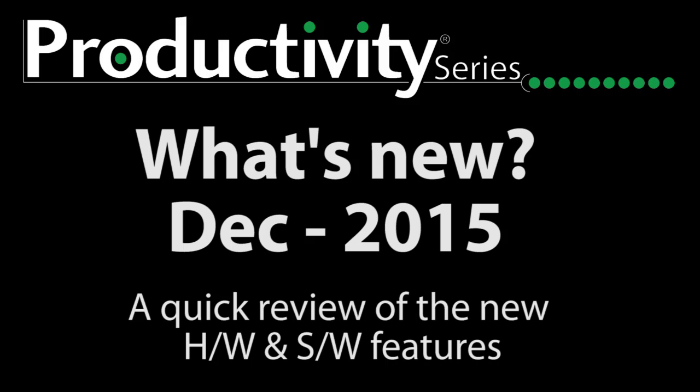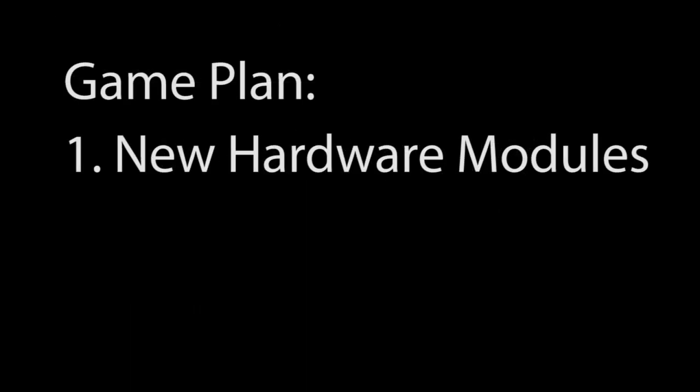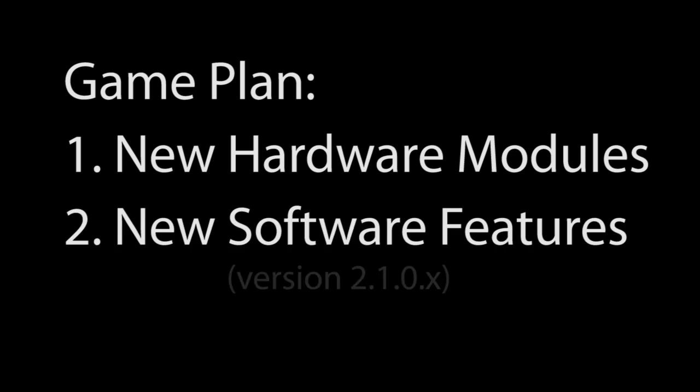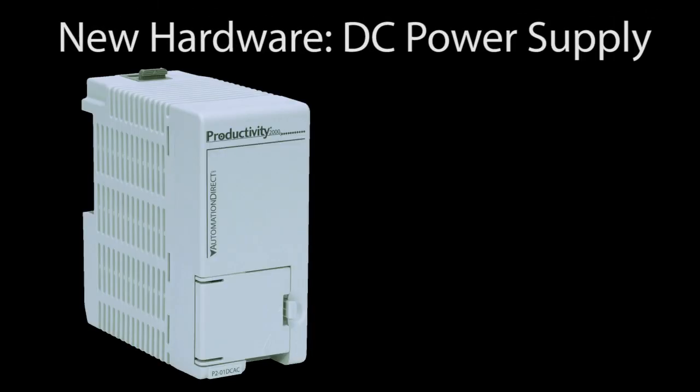In this video, we'll take a quick look at the new hardware modules available for the Productivity 2000 controller and the new software features in version 2.1 of the Productivity Suite software. The Productivity 2000 now has a DC power supply.